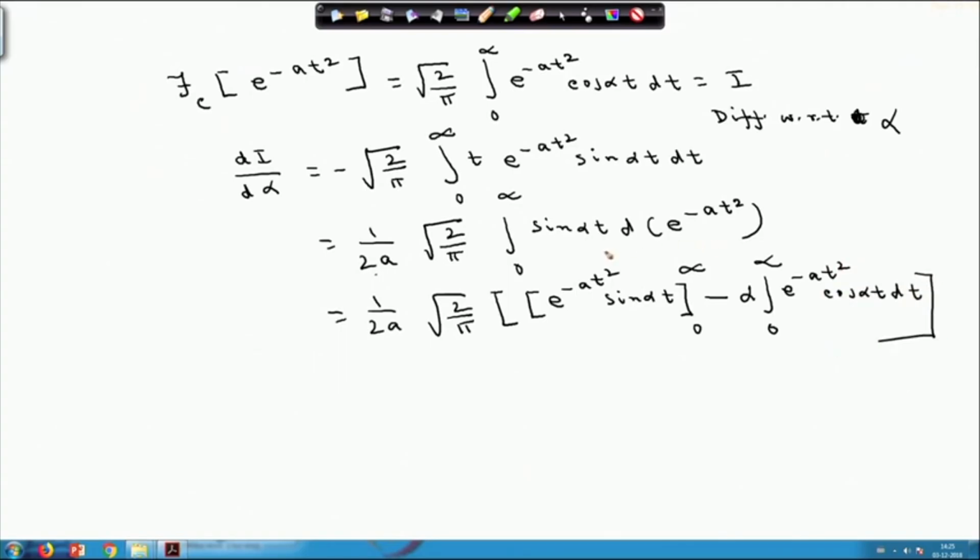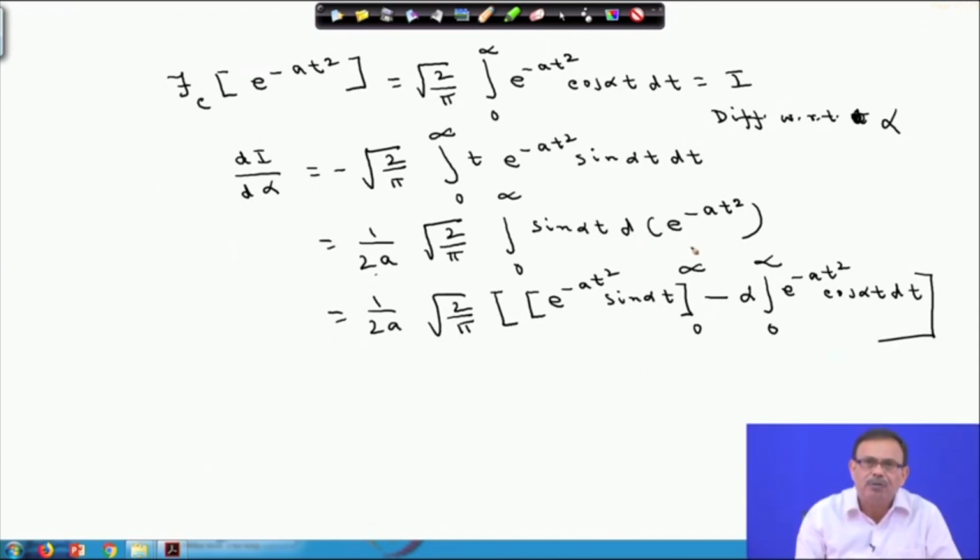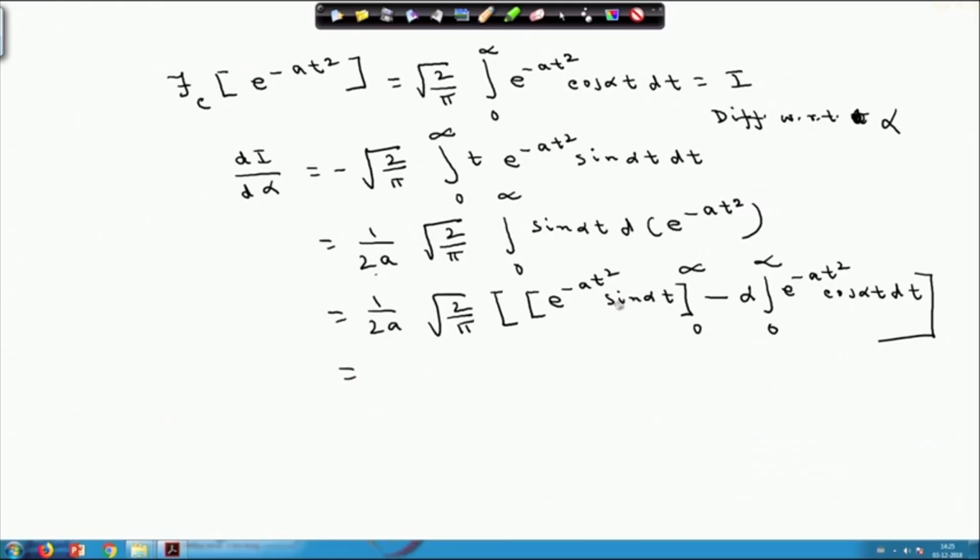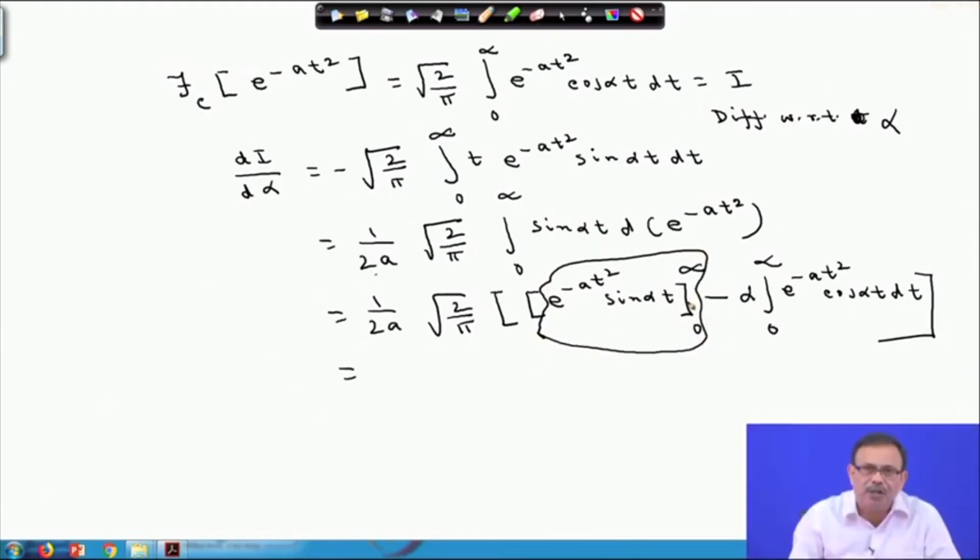So, using integration by parts, since I have written d of this, it becomes easy for me to use the integration by parts. Using integration by parts, the first part I am getting as this, where the limiting value is 0 to infinity, and the second part is this integral. And if you evaluate the value of this, at t equals 0 and at t equals infinity, in both cases this part will vanish.